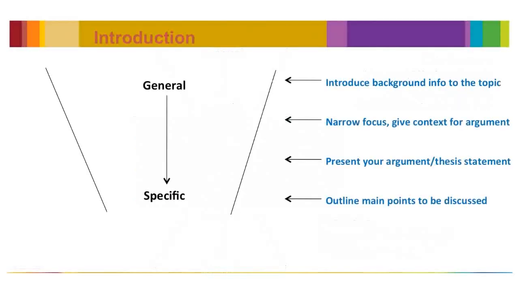As you can see from this slide, there are 4 parts to an introduction. As I mentioned previously, you travel from general information to specific information. And the general information is comprised of background information to your topic, which is about guiding the reader into your topic. You then narrow your focus, providing the context for your argument. Then you present your argument or your thesis statement. And finally, you can outline your main points to be discussed.